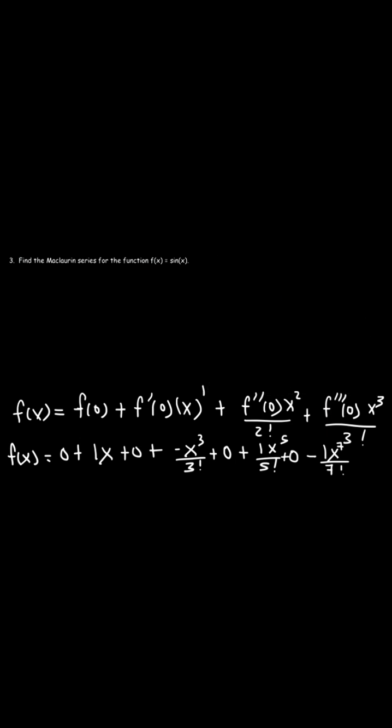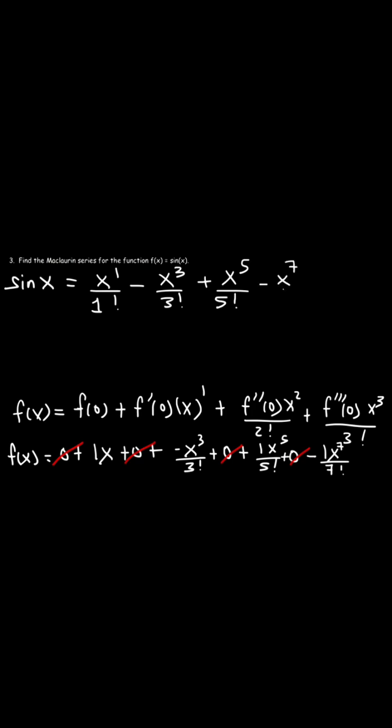Now let's simplify what we have, so we can get rid of all of the zeros. So our function, which we can write as sine x, that's equal to x, which I'm going to write as x to the first power divided by 1 factorial, and then minus x to the third power divided by 3 factorial, plus x to the fifth power over 5 factorial, minus x to the 7th power divided by 7 factorial. And the series will go on forever.